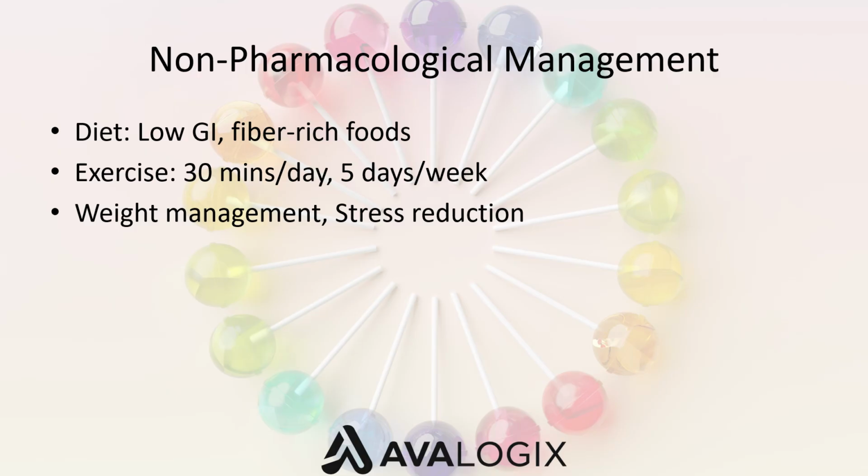Weight management is another key aspect. Losing even 5 to 10% of body weight can improve insulin resistance and blood sugar control. Patients should also avoid smoking because it increases the risk of cardiovascular disease, which is already higher in diabetes. Stress management and adequate sleep are often overlooked but affect blood sugar levels too.